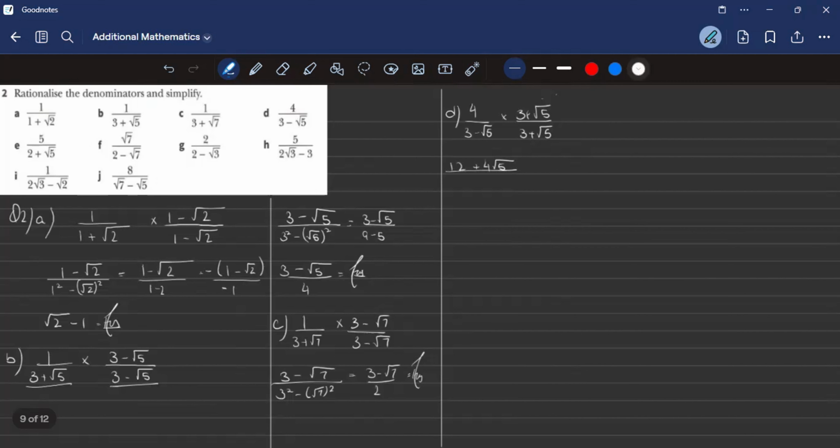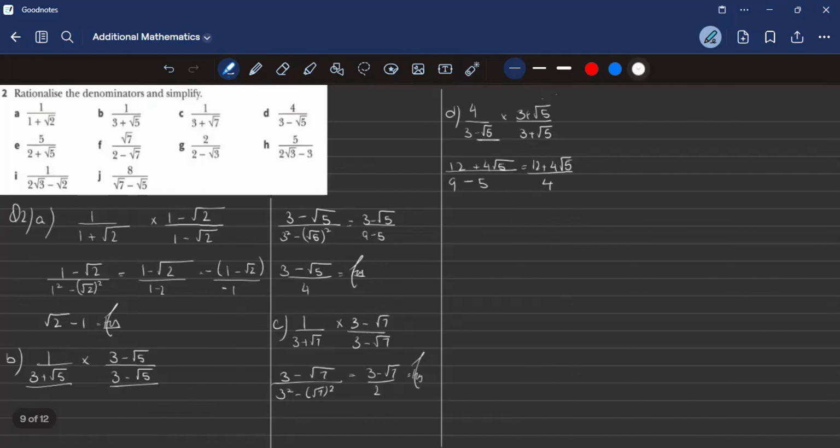What is 3 squared? It's 9. And what is negative under root 5 squared? It's equal to positive 5. But right now it's going to be written as negative 5 because it's a squared minus b squared. So 9 minus 5, and we get 12 plus 4 under root 5 divided by, what is 9 minus 5? It's equal to 4. In fact, yeah, that's equal to 4.